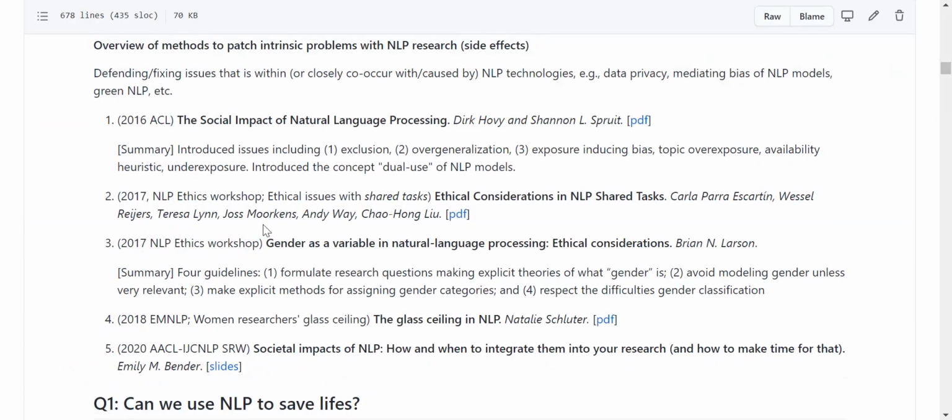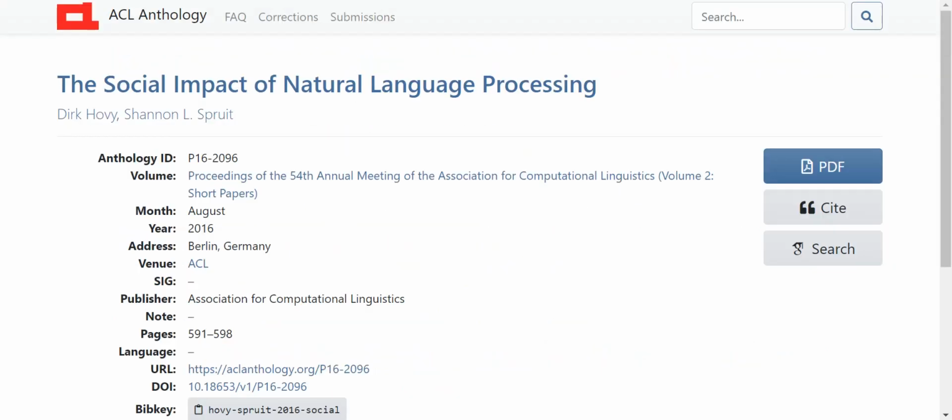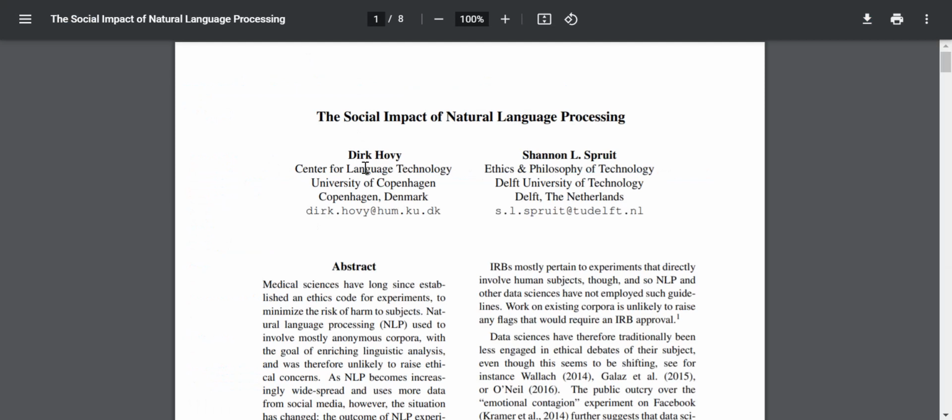So I was looking at this paper, the section on patching intrinsic problems with natural language processing research, and this was a 2016 paper. So this introduced issues like exclusion, overgeneralization, exposure-inducing bias, and so on. So we'll go over this paper in this video. And again, the authors of the paper are Doug Hovey and Shannon L. Spruit. So you can go ahead and read the original paper as well before reading this with me.